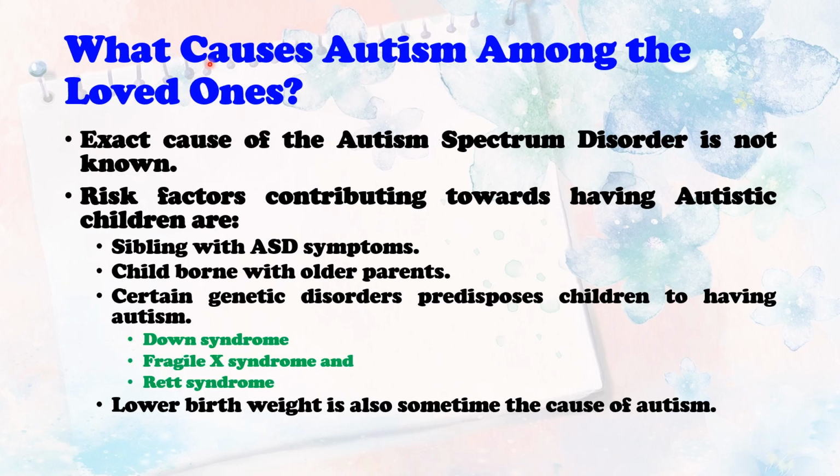Now, the most important question is what causes autism among our loved ones? Unfortunately, the exact cause of autism spectrum disorder is not yet known, but some of the risk factors contributing towards having autistic children are a sibling with ASD symptoms, children born to older parents, and certain genetic disorders that predispose children to autism, such as Down syndrome, Fragile X syndrome, and Rett syndrome. However, lower birth weight also sometimes becomes a cause of autism.